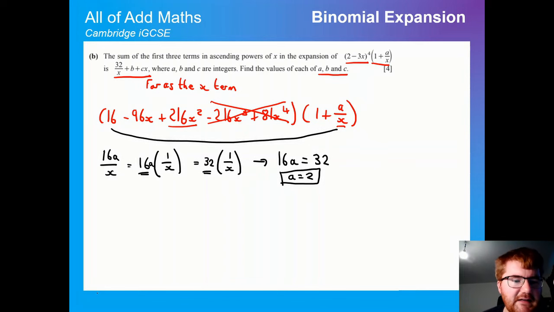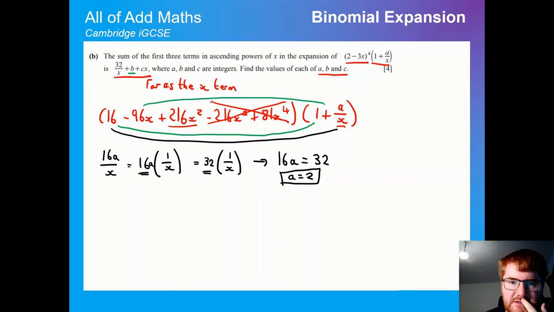Now we need to consider, let's get a different color pen here, the b term, so just the number term. How do I create a number from this? Well, there's a couple of ways of doing this. First one is timesing this by this. This gives me a number term. This times this also gives me a number term as well. So there's only two things to consider here.